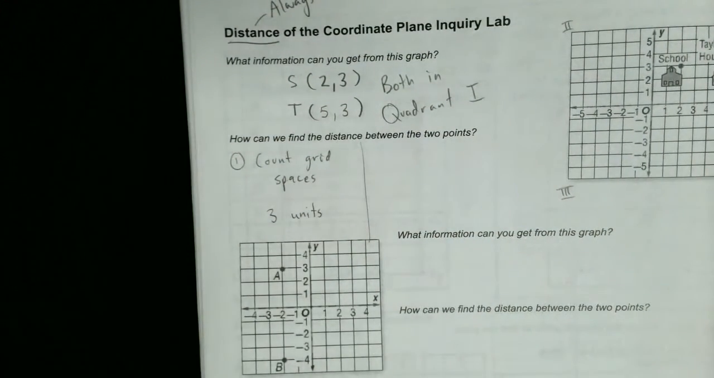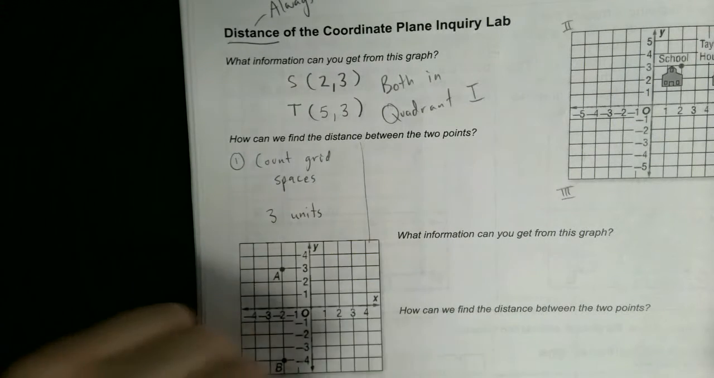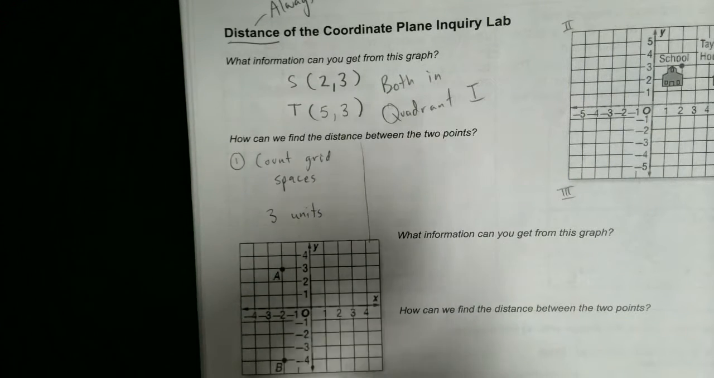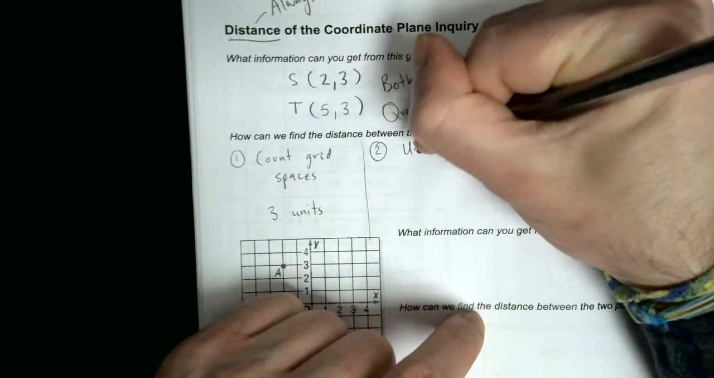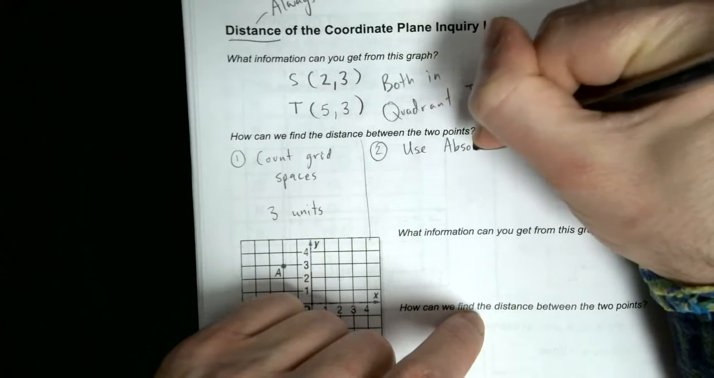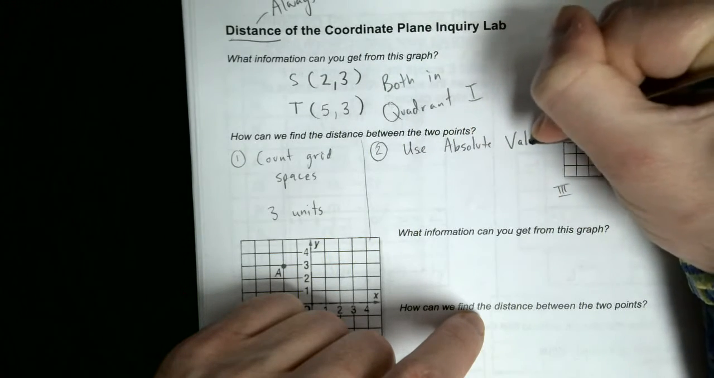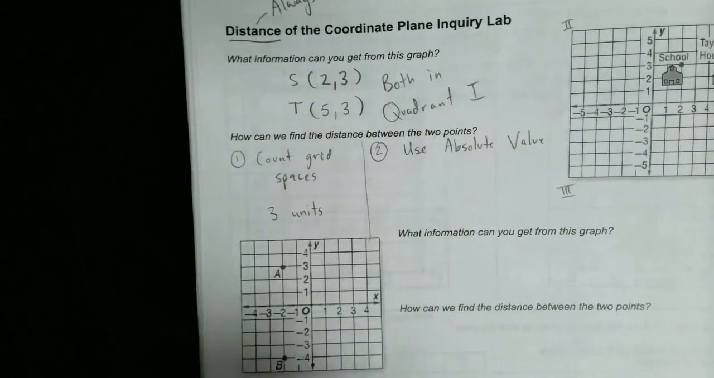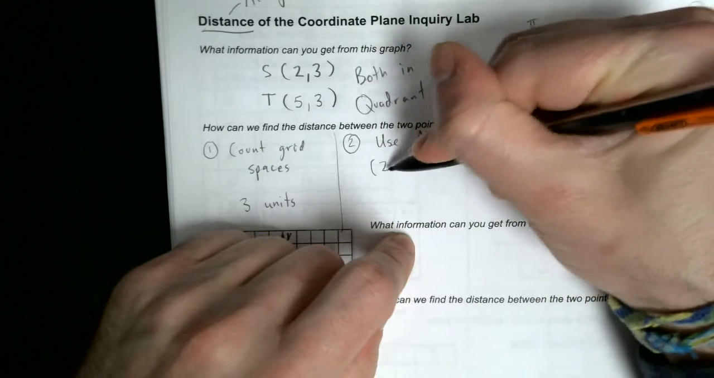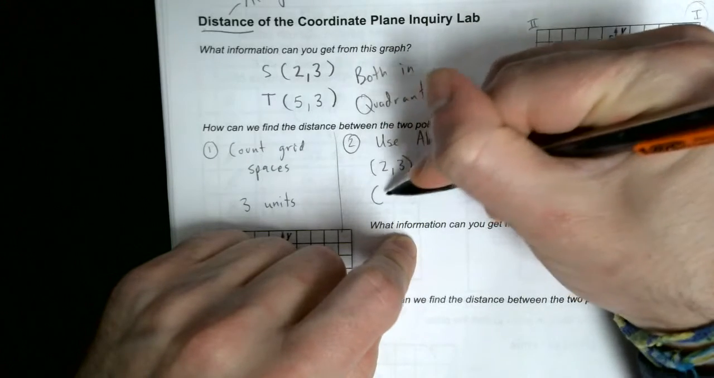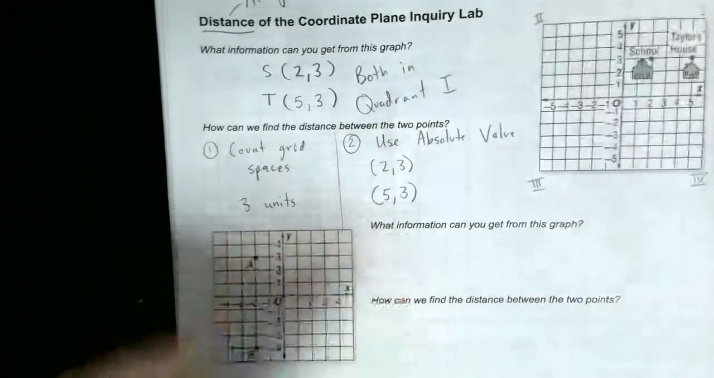There's another way to do it. I'm going to show you this way here. What you do is this. Find the distance between them. You can also use absolute value. Okay? What I'm going to do first to use absolute values is stack up the 2 ordered pairs: (2, 3) and (5, 3).